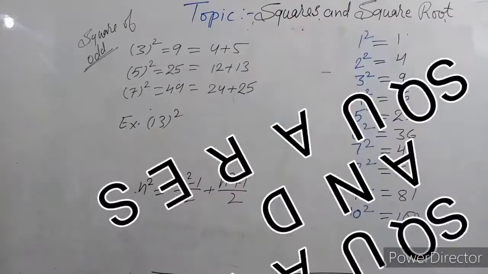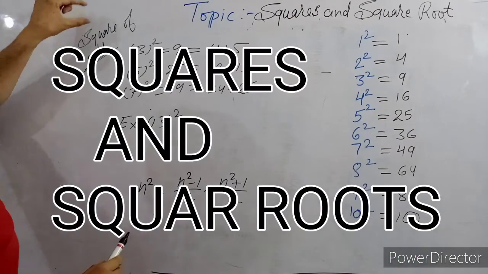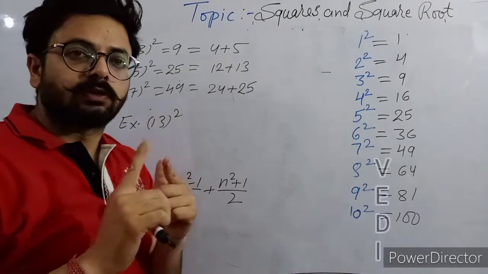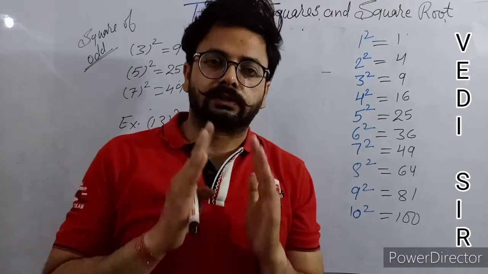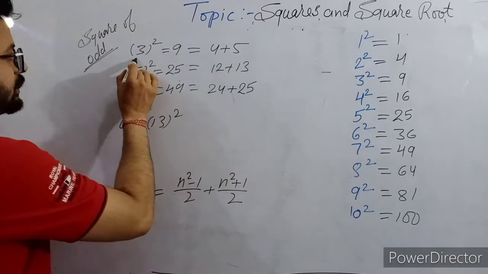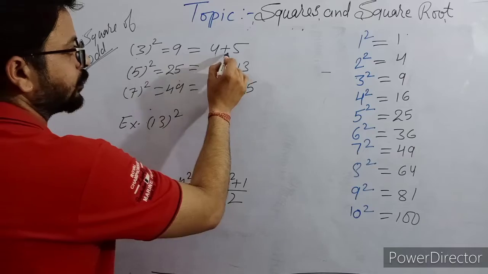Hello students. Now another interesting topic: square of an odd number. The square of any odd number is equal to the sum of two consecutive numbers. See, the square of 3 is 9. We can write 9 as 4 plus 5.